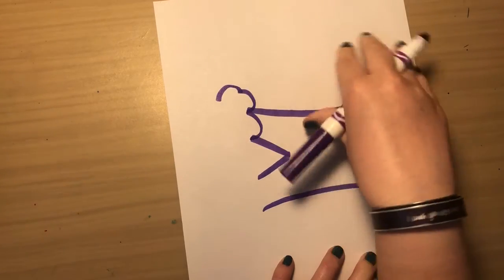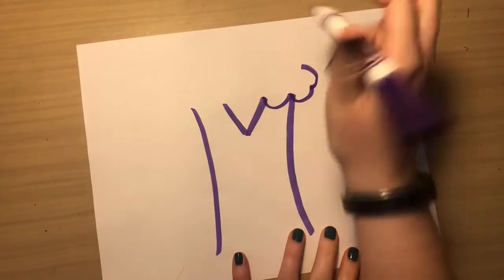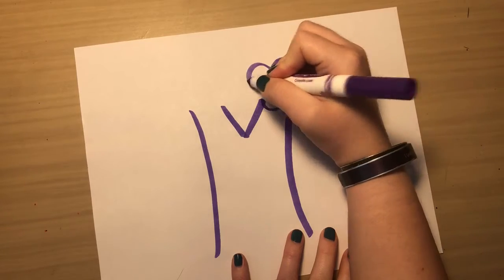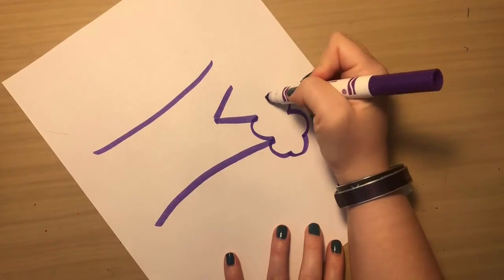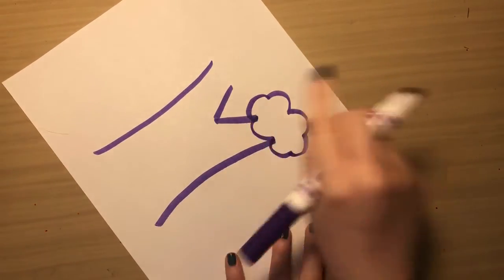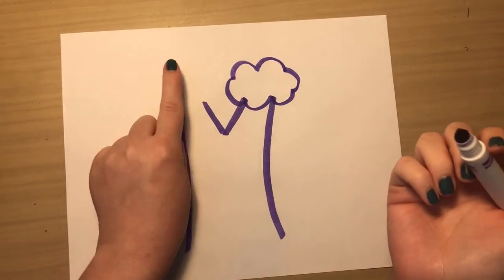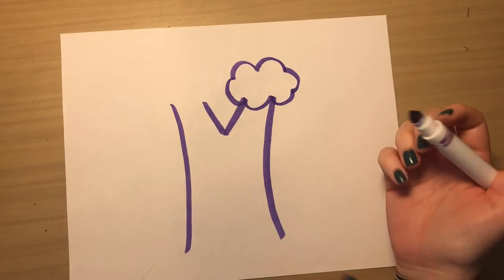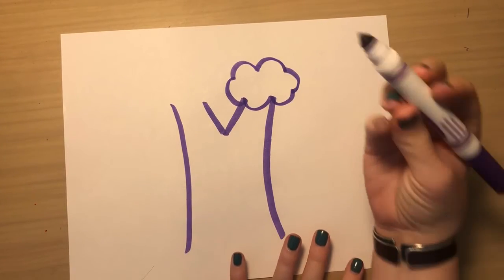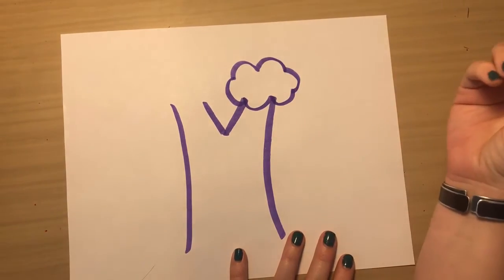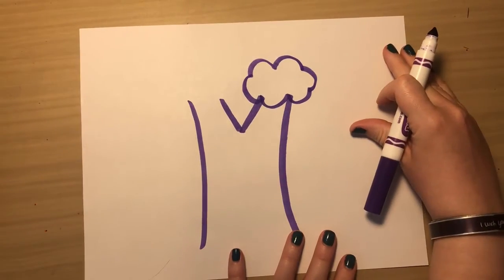Boing, boing, boing, boing, and try to bring it back to where you started. I'm going to do the same thing on the other branch. This time I'm not going to turn my paper. Once you practice this, it's much easier not to have to turn the paper, but it's okay if you do too.